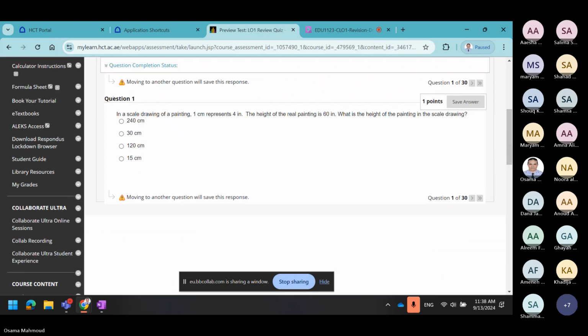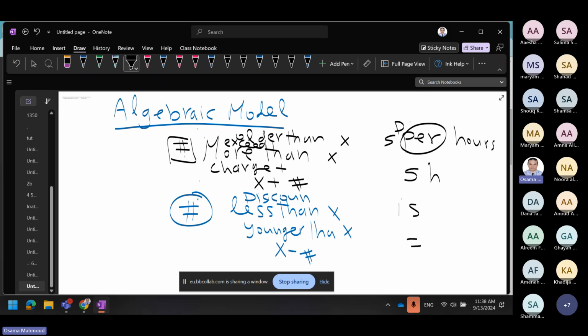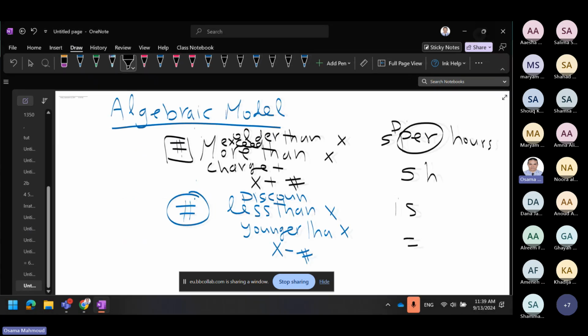Now, let's go for this one. The scale, I like writing it in a way because you will be given a formula sheet, I don't know if they have the formula sheet or not.